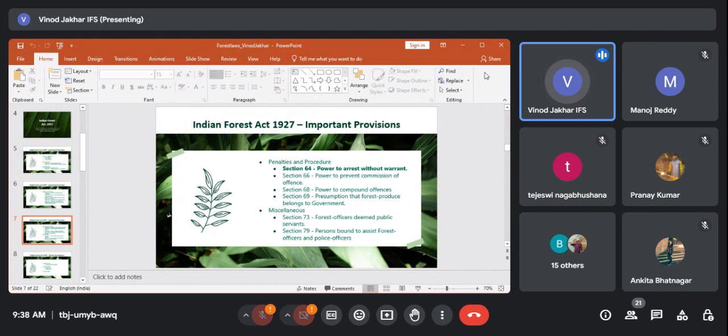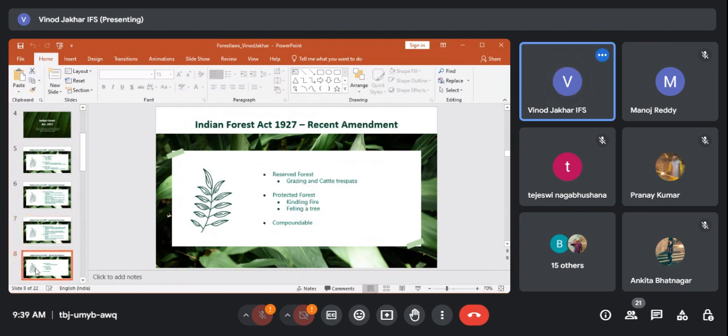You can make such policies only under this section, section 79. Otherwise, any policy which does not have a legal basis is null and void. And it can also be counted under abuse of power or corruption, that you are favoring some and not favoring others. But here you have a section, you have a legal provision. Okay, and so this is about the penalties and procedures.